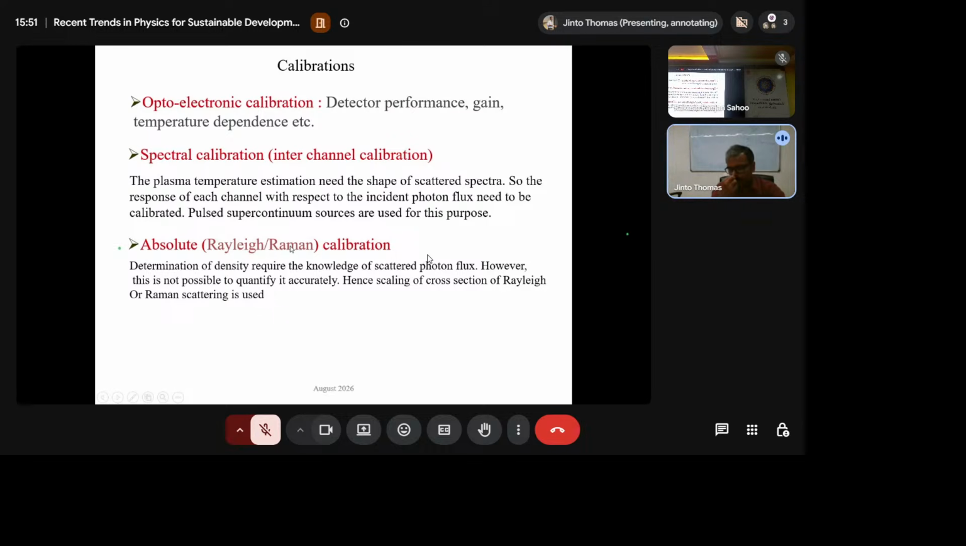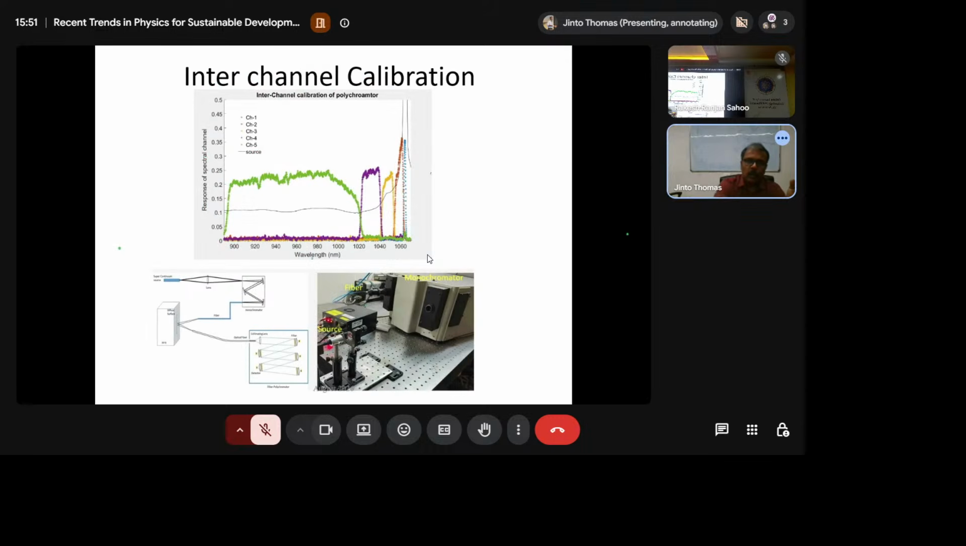What it does is that the entire Thomson scattering system is kept the way it is required. Now, in place of plasma, you fill some Raman active gas like nitrogen molecules and observe the Rayleigh and the Raman scattering from that. Now you know the Raman scattering cross section, and you know the Thomson scattering cross section also. Whatever the ratio between them is going to tell you exactly how much your plasma density is. So this is the absolute calibration.